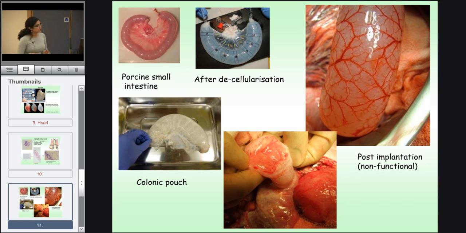We've also managed to do the same using large intestinal tissue to create a colonic patch. This is a piece of pig colon which has been decellularized, and when implanted in, again you can see that the vasculature is intact. Maintaining the vasculature is going to be important because this is the route we're going to use when we reseed this scaffold.